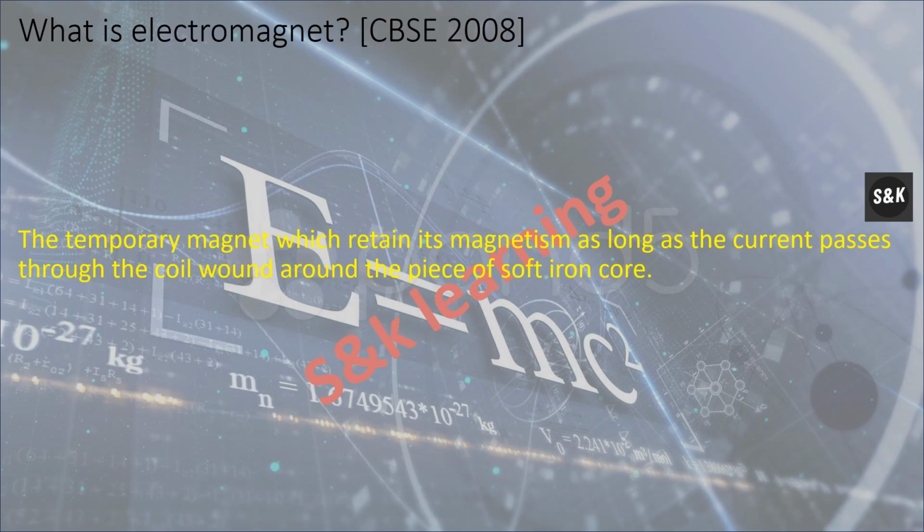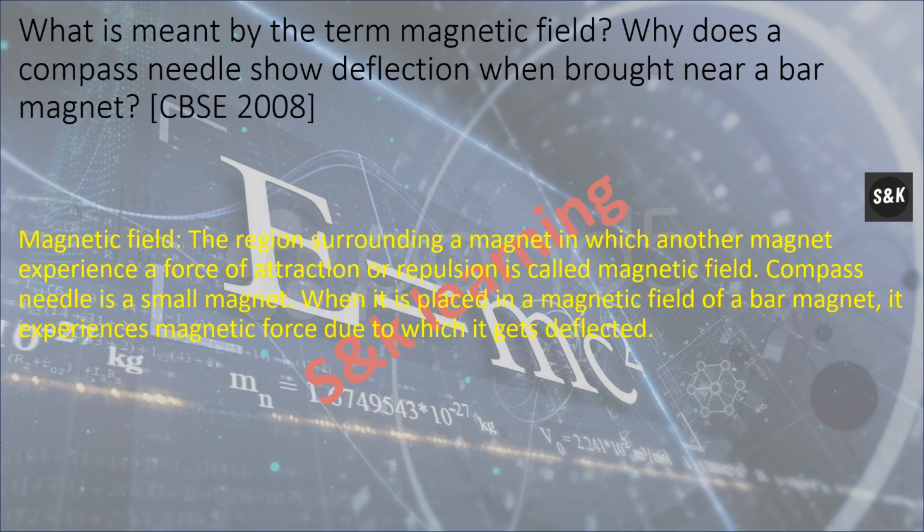What is an electromagnet? A temporary magnet which retains its magnetism as long as the current passes through the coil wound around the piece of soft iron core. What is meant by the term magnetic field? Why does a compass needle deflect?